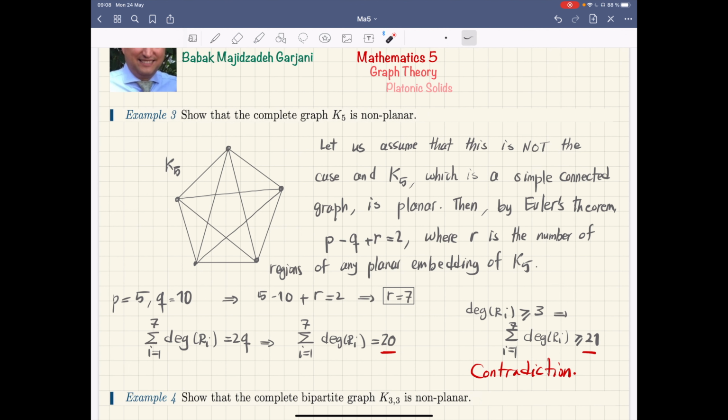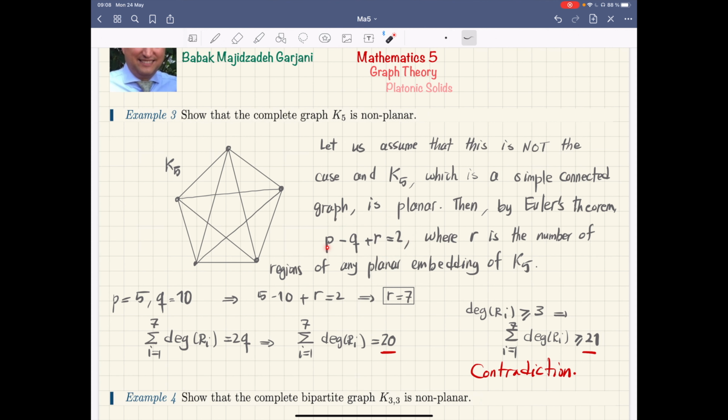It's a little bit abstract. We want to show that K5 is non-planar. If you say no, it means that you admit that K5 is planar. And we see the graph is a simple, connected graph. So K5 is not only planar now, it is also connected and simple. So the Euler's theorem is applicable, and I can write this formula.